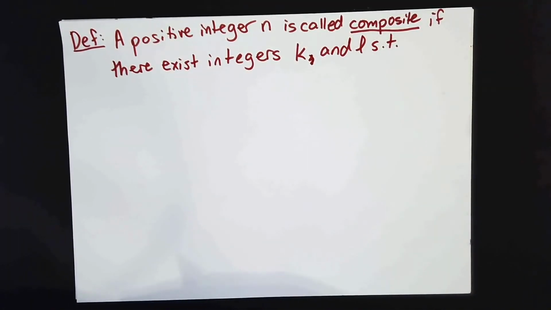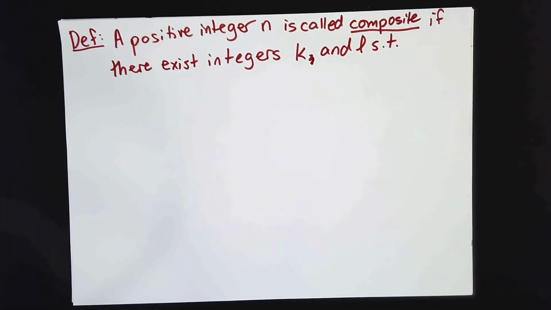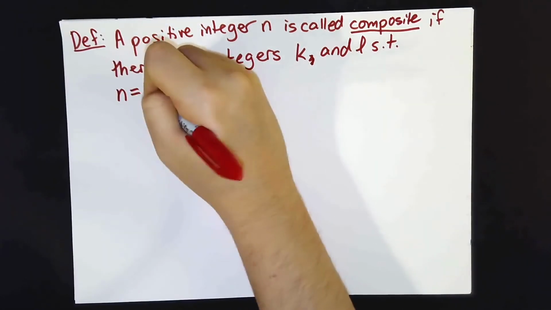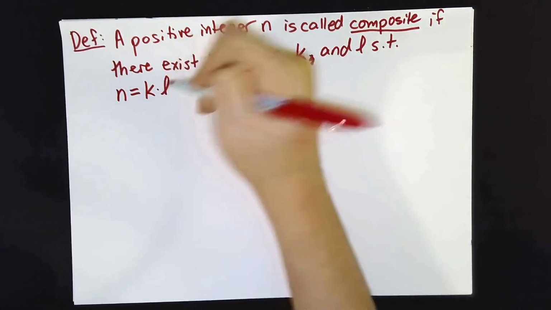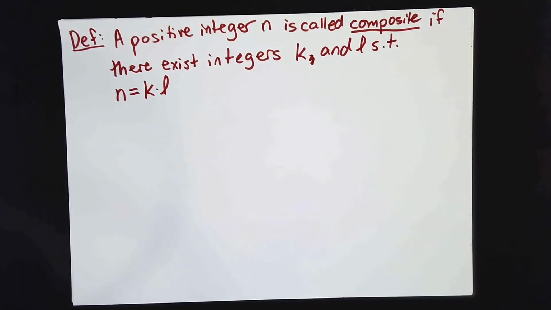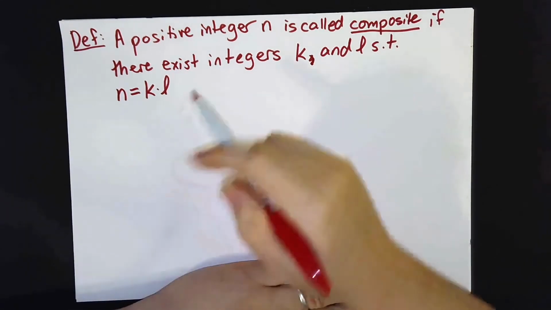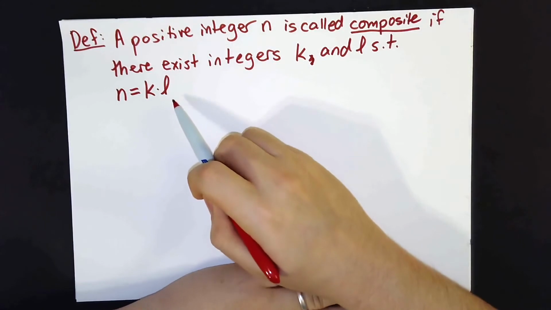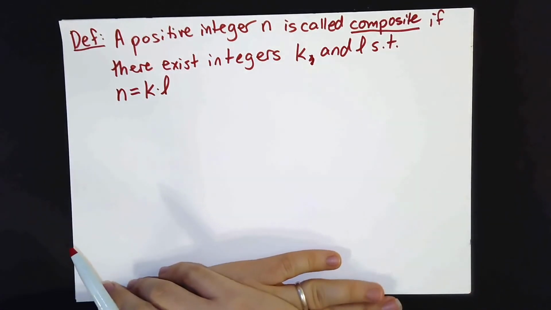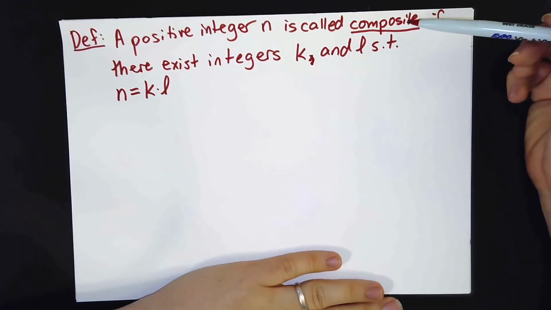Okay, so pause and think for yourself. A positive integer n is called composite if there exist integers k and l such that what? So probably you at least said such that n equals k times l. However, please note, if you used this as your definition, you would have just defined composite so that every positive integer is composite.